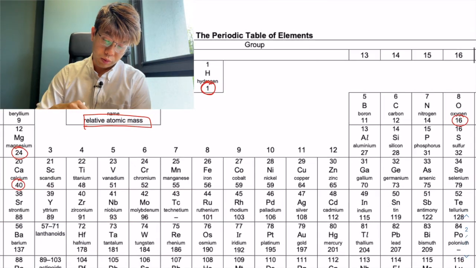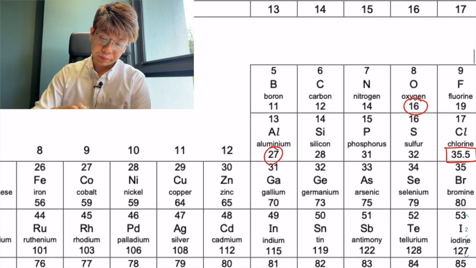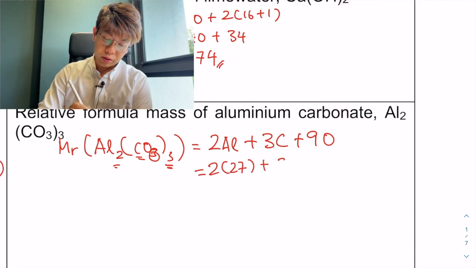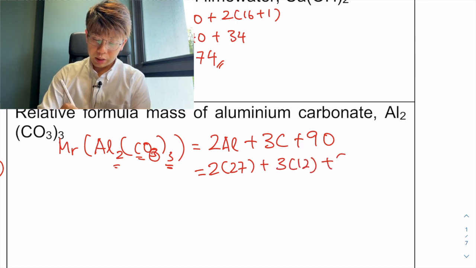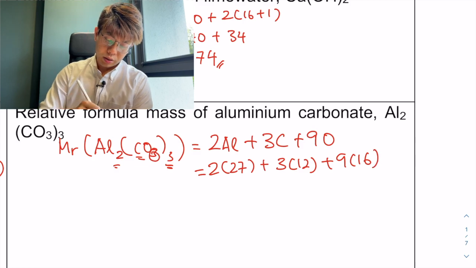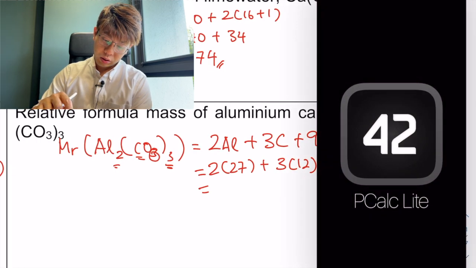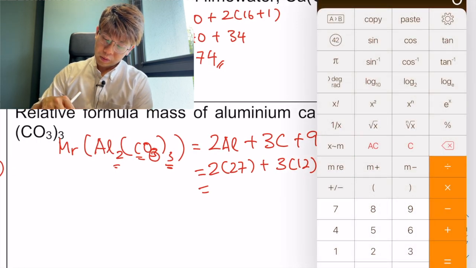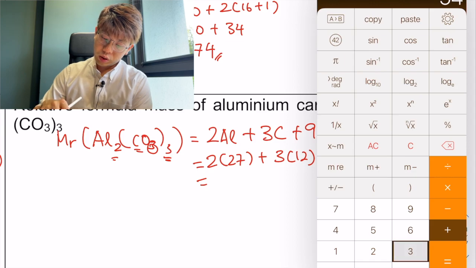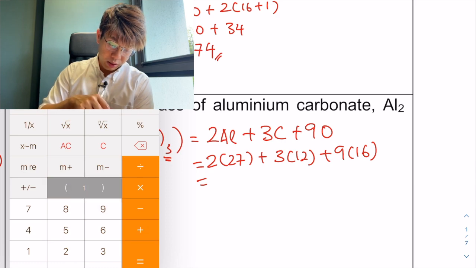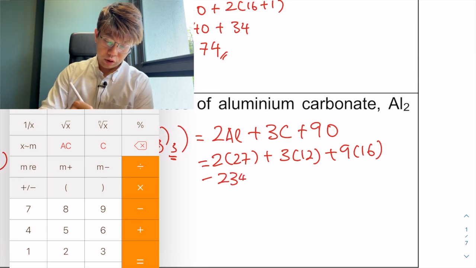Aluminum, if you check the periodic table, is 27. So 2 times 27. Carbon is 12, check the periodic table. And then 9 times 16. Let me bring up my calculator. So we have 2 times 27 plus 3 times 12 plus 9 times 16.